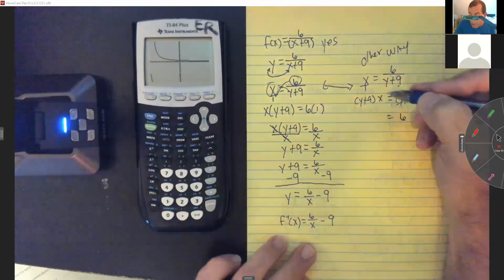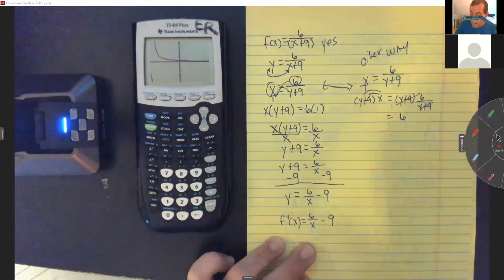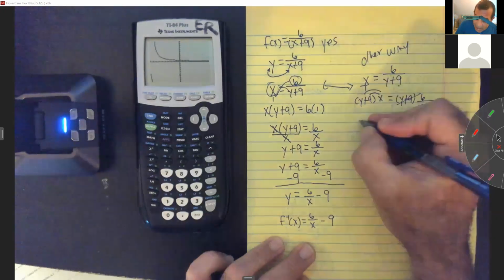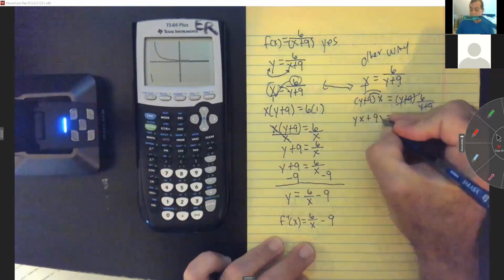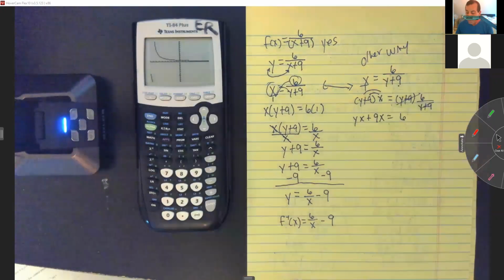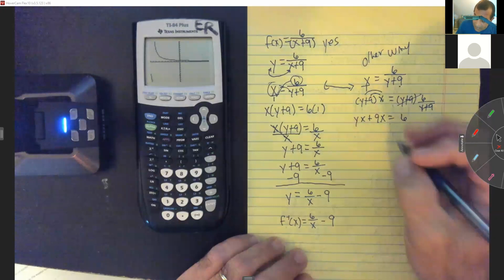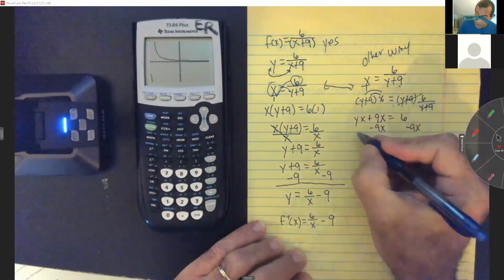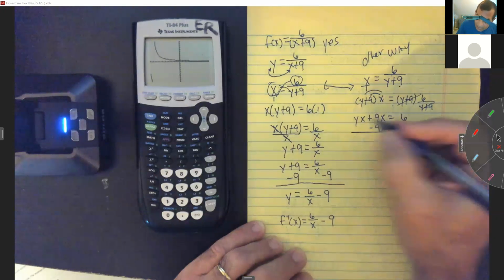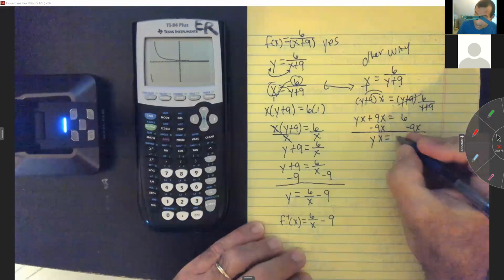And then what they would have done was distribute this side so that you get a y times x is a yx plus 9 times x is a 9x. All right, so here we go. We would have wanted to get the yx by itself, so we will subtract 9x. So I get a yx. Over here, you can't do nothing, so that's going to be 6 minus 9x.